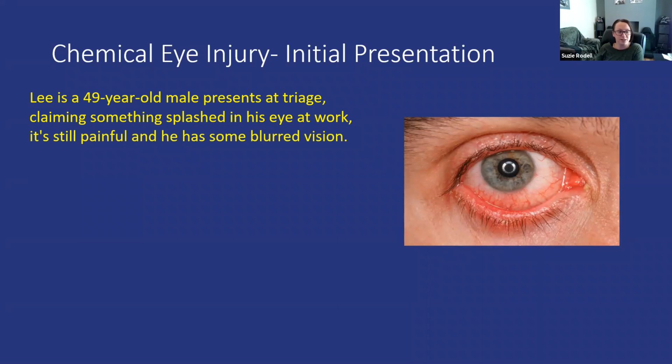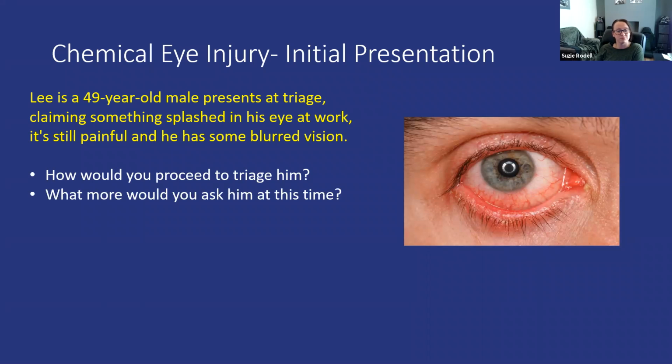It's a very similar presentation. A 49-year-old man presents to triage in your ED. He says something has splashed in his eye at work and it is painful and he has some blurred vision. So how would you proceed to triage him? What more would you ask him at the time, initially on presentation? What would your next actions be?